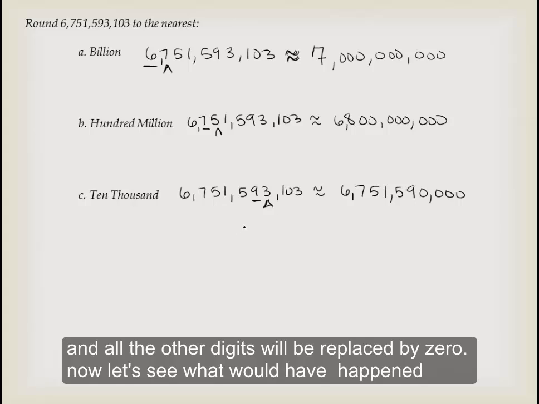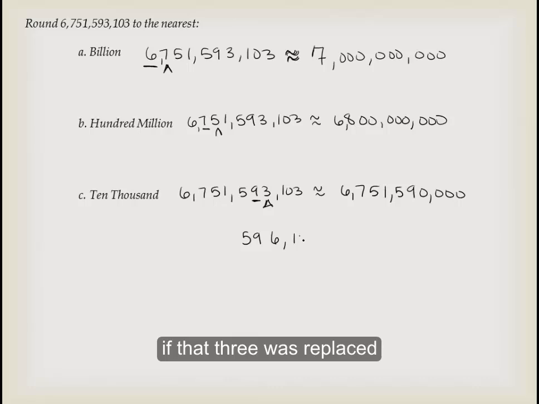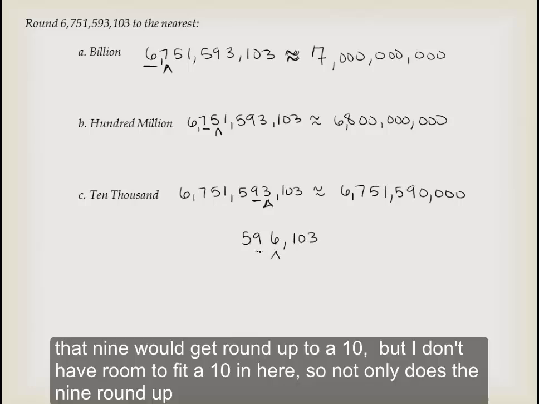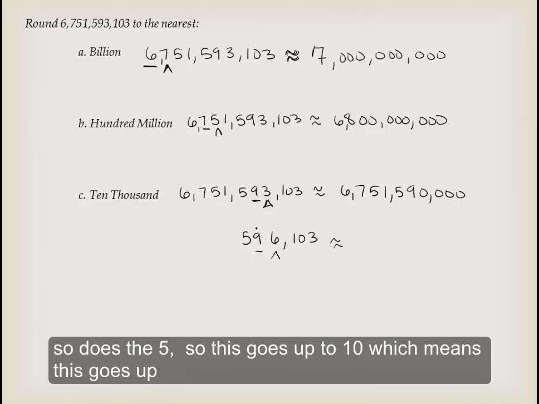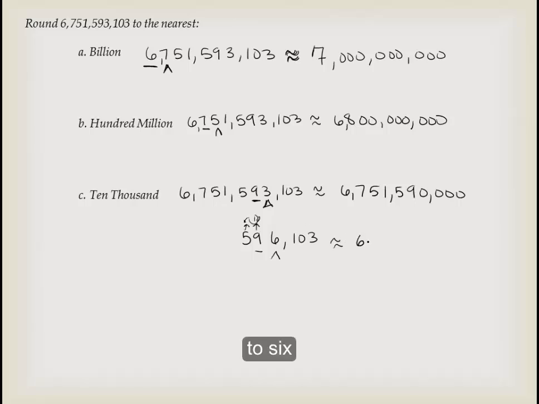Now let's see what would have happened if that 3 was replaced with a 6. That 9 will get rounded up to a 10, but I don't have room to fit a 10 in here. So not only does the 9 round up, so does the 5. So this goes up to 10, which means this goes up to 6.